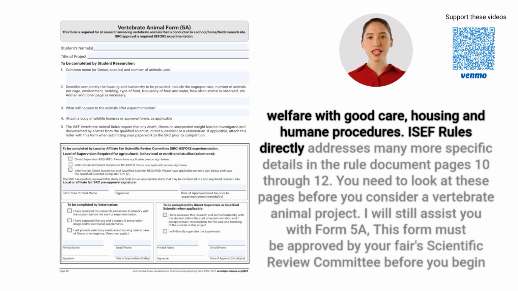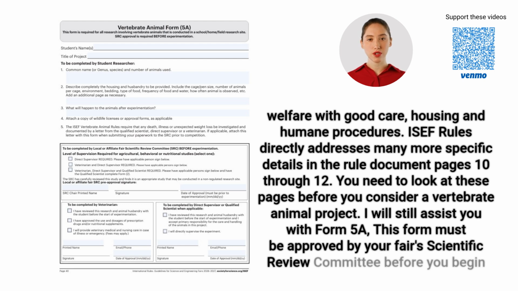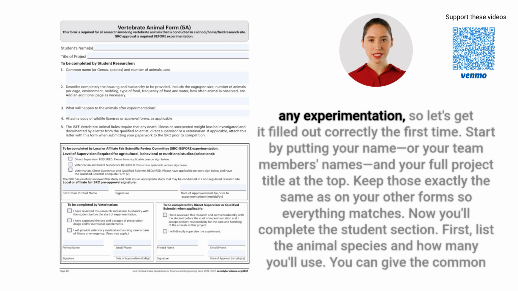ISEF Rules directly addresses many more specific details in the rule document pages 10 through 12. You need to look at these pages before you consider a vertebrate animal project. I will still assist you with Form 5A. This form must be approved by your FAIR Scientific Review Committee before you begin any experimentation, so let's get it filled out correctly the first time.